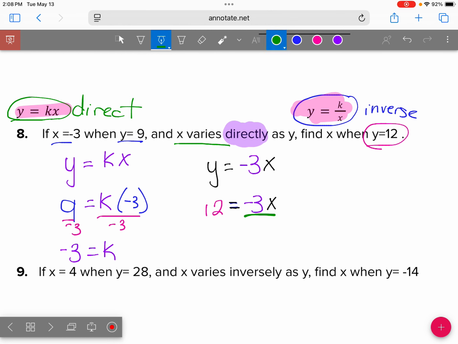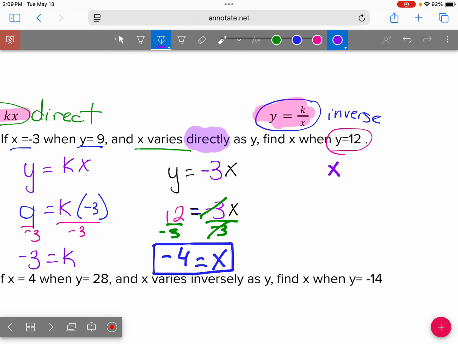Yeah, we divide both sides by that negative 3 so that cancels out, and we're left with negative 4 equals our x. What is with the color changing randomly? So whether you set it up this way, or if you notice that the x's and y's got swapped and you set it up as x equals k times y, that will also get you to the exact same answer. You would just have a k of negative 1/3 instead of a k of negative 3. So it'll do the exact same thing.